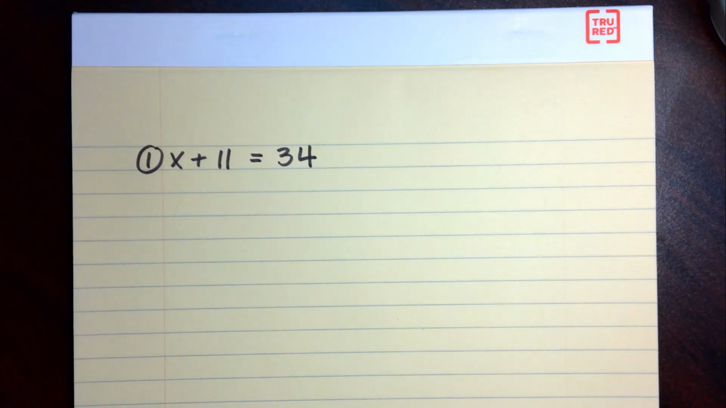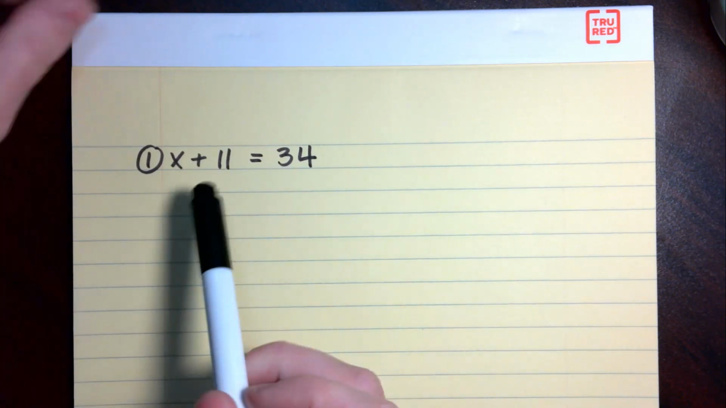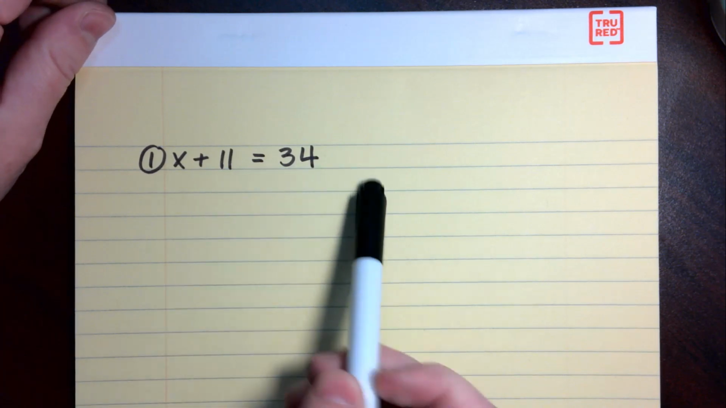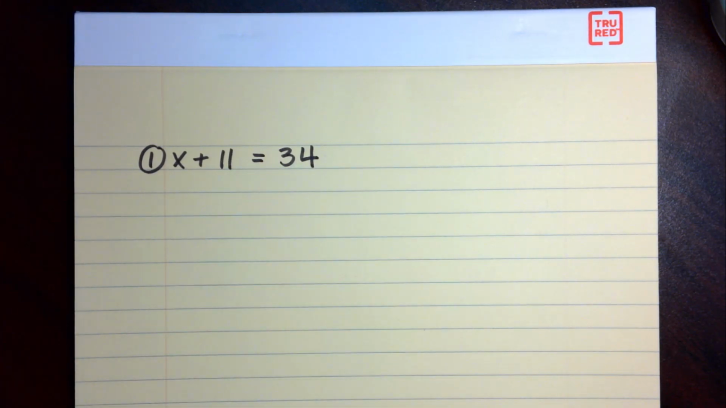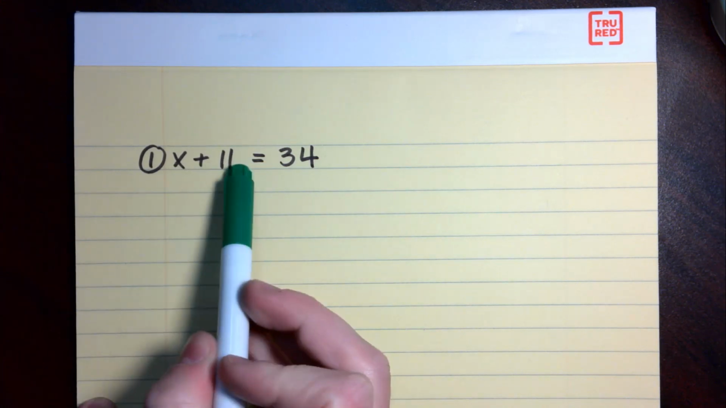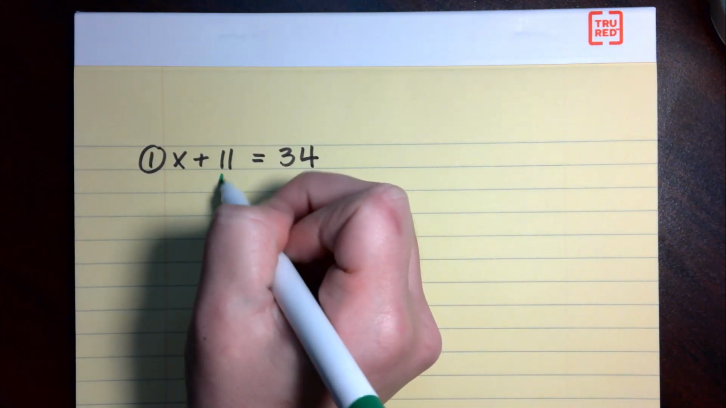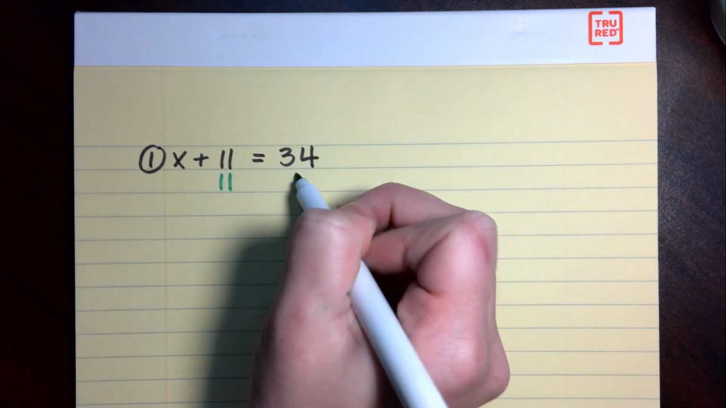Okay guys, so our first equation is x plus 11 equals 34. Remember, my goal is always to get x by itself. So what exactly are we trying to get rid of first? The 11. We're trying to get rid of that plus 11. So what would I do to get rid of it? Bring it down below 11 and then bring it below 34 on the other side.